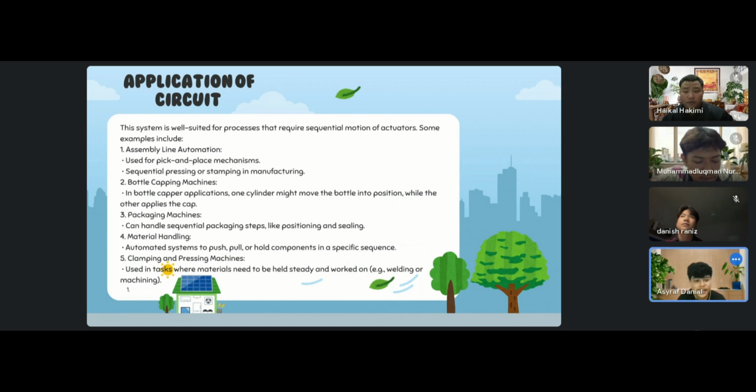And third, packaging machines can handle sequential packaging steps like positioning and sealing. Fourth, material handling, automated systems to push, pull, or hold components in a specific sequence. Fifth, clamping and pressing machines, used in tasks where materials need to be held steady and worked on. For example, welding or machining.